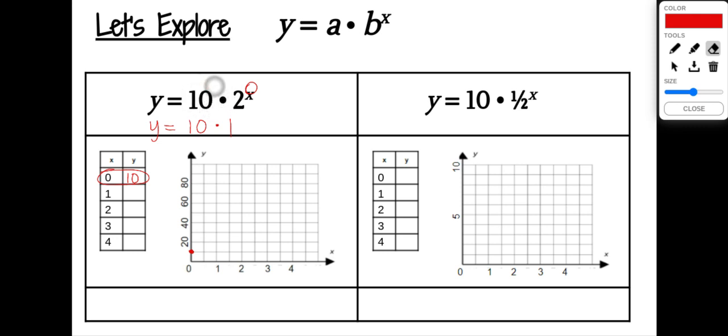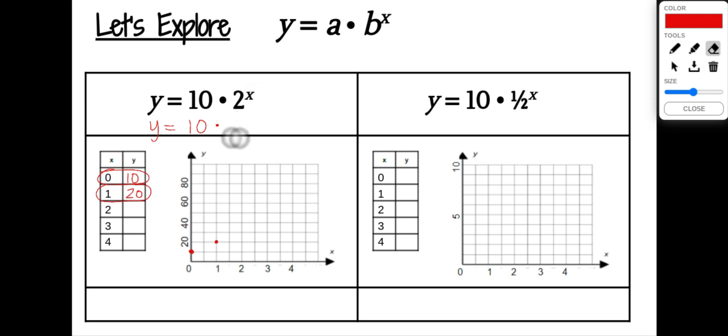Okay, we're just going to erase what we just did here because we're going to plug in another value. All right, so now we're going to go back to the table. Let's plug in 1. So plugging in 1, 2 to the first power is 2. And when I multiply, y equals 20. So go to the graph, over 1 up 20, and just make a point there.